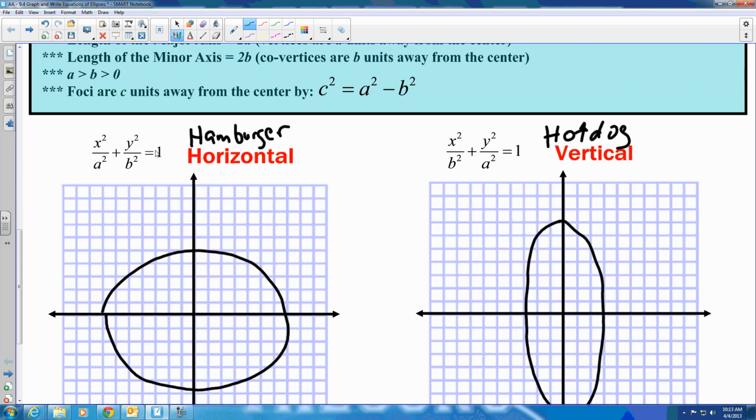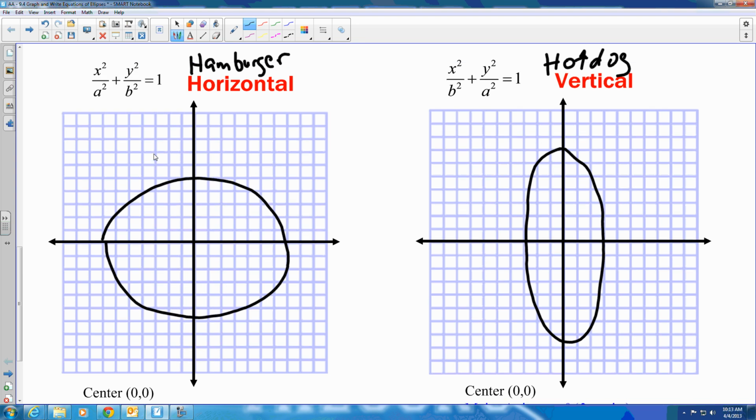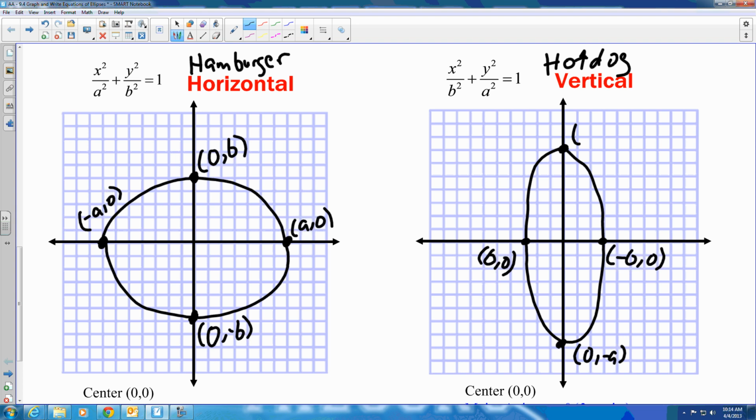So when I put these in here, if these 2 points that I'm making here are my hamburger vertices, they're denoted by negative a comma 0 and positive a comma 0. Our points here and here are co-vertices, and they're 0 comma b and 0 comma negative b. With our hot dog ellipse, the co-vertices are the points here and here, which would be b comma 0 and negative b comma 0. The vertices at the tops along the major axis will be 0 comma negative a and 0 comma a.